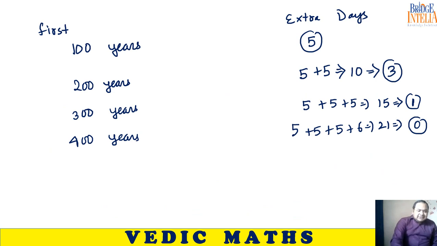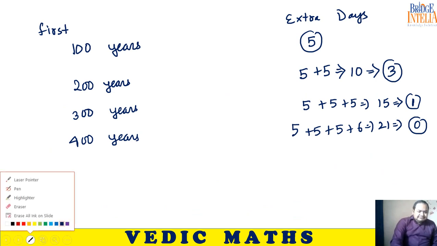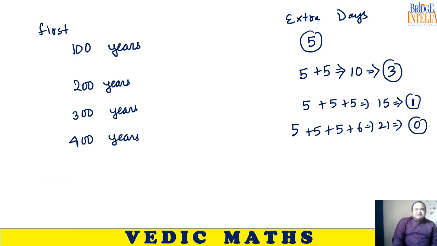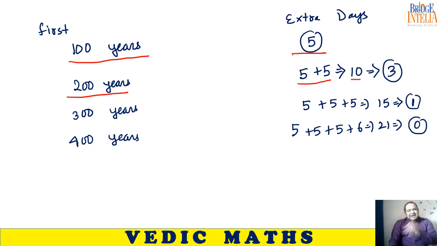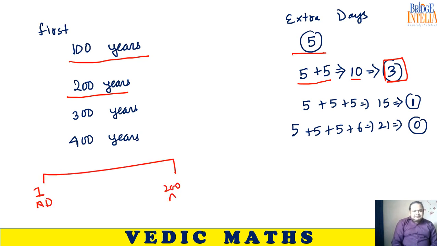Before we move further, you have to understand the significance of this table. In the first 100 years of the calendar, 5 extra days were generated. In the first 200 years, total 5 plus 5, that means 10. If you divide 10 by 7, the final remainder is 3. So 3 extra days were generated between 1 AD and 200 AD in total. And we are interested only in extra days.